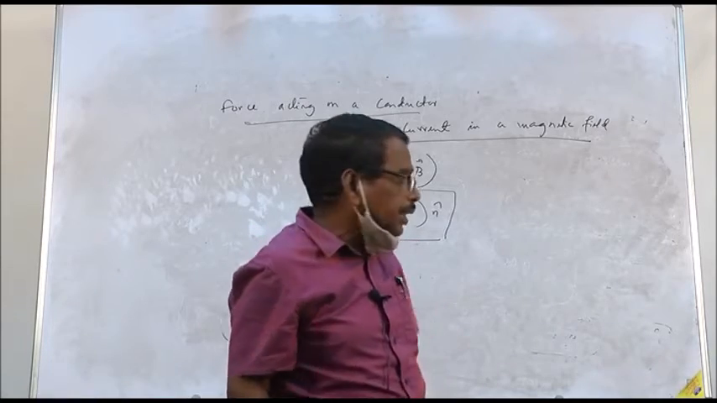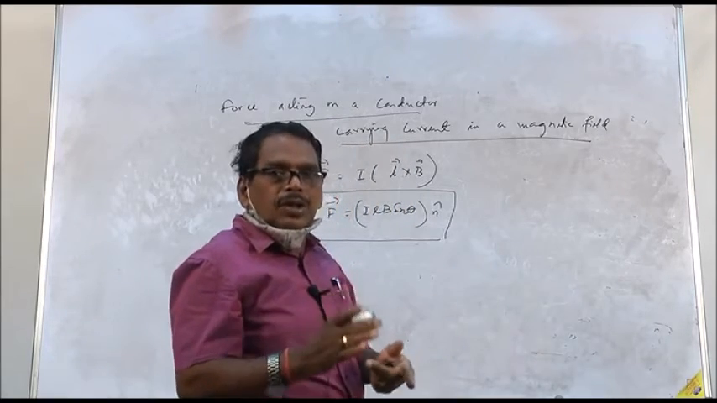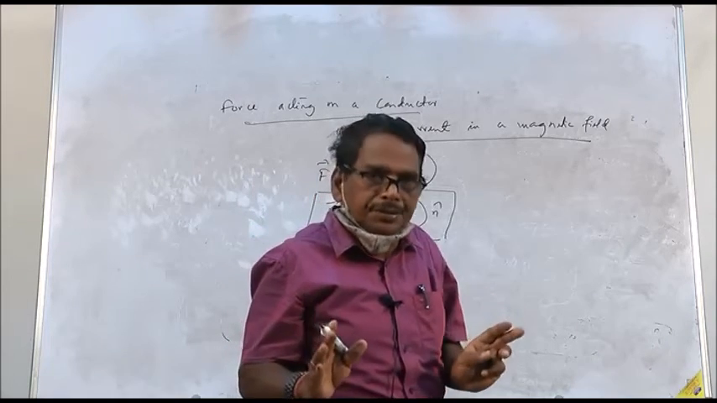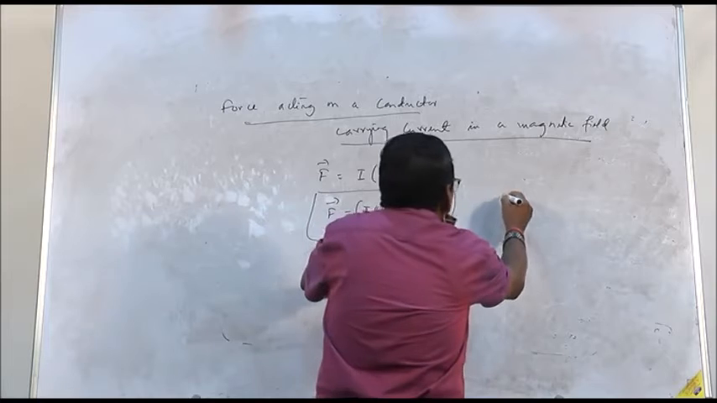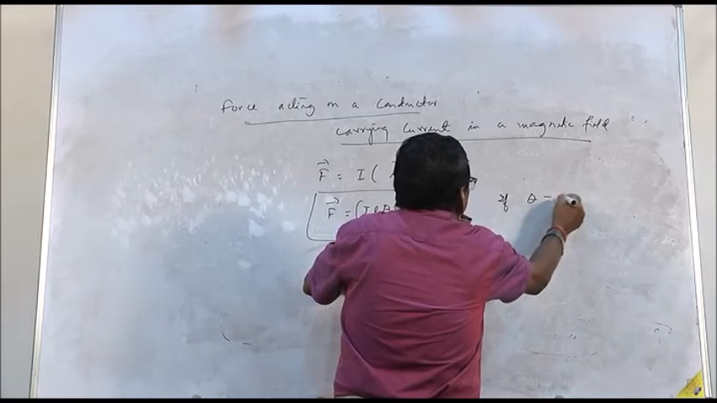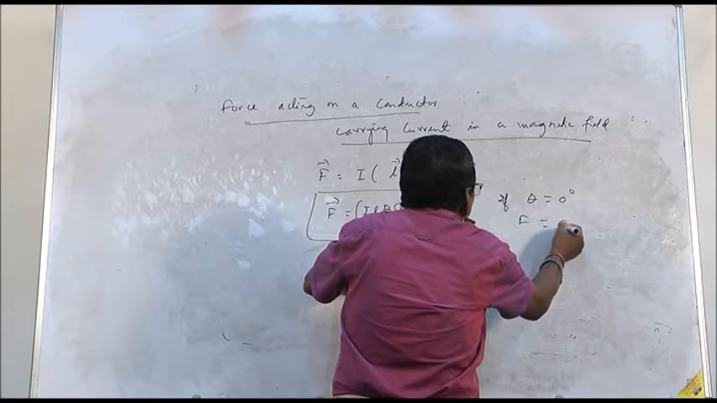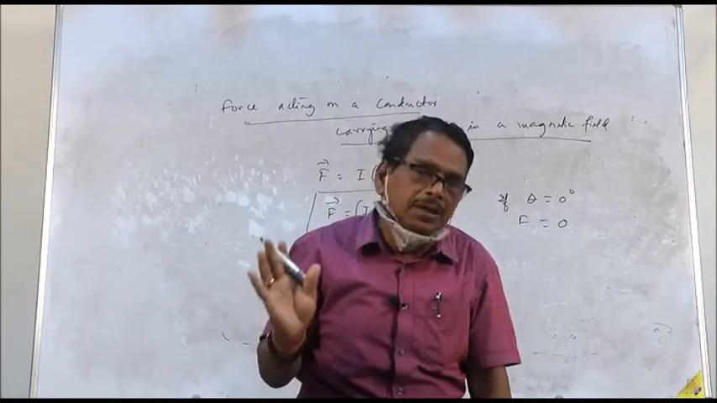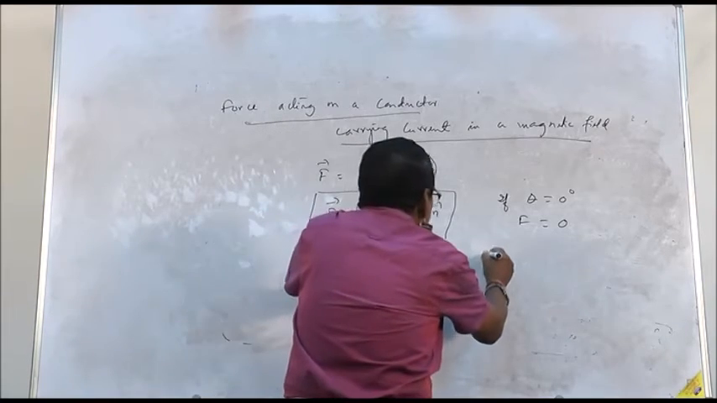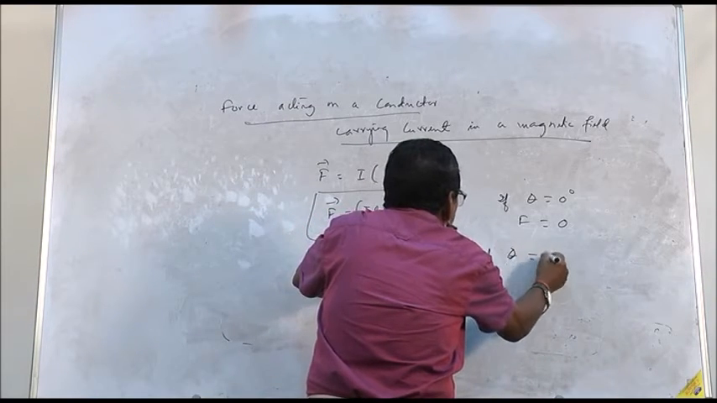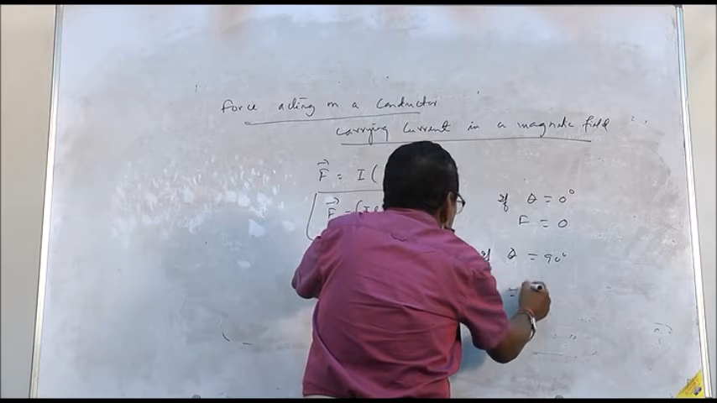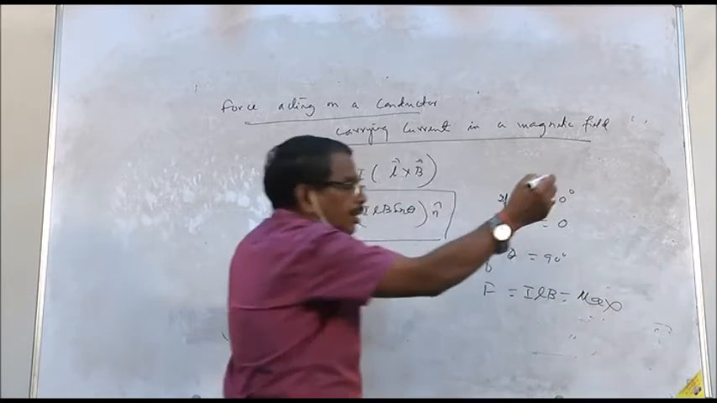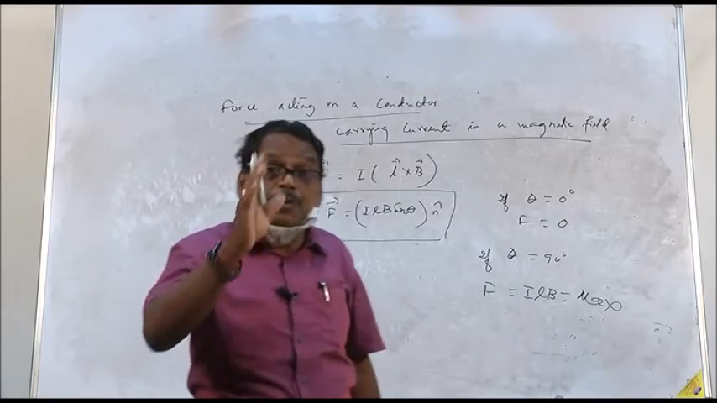If theta is 0 degree, no force is exerted, that is, the conductor is along the direction of the magnetic field. If theta is 0, F is equal to 0. So, no force is exerted on a conductor carrying current placed in a magnetic field. If theta is 90, F is equal to how much? I L B, that is maximum. So, maximum force is exerted on a conductor carrying current if it is perpendicular to the magnetic field.